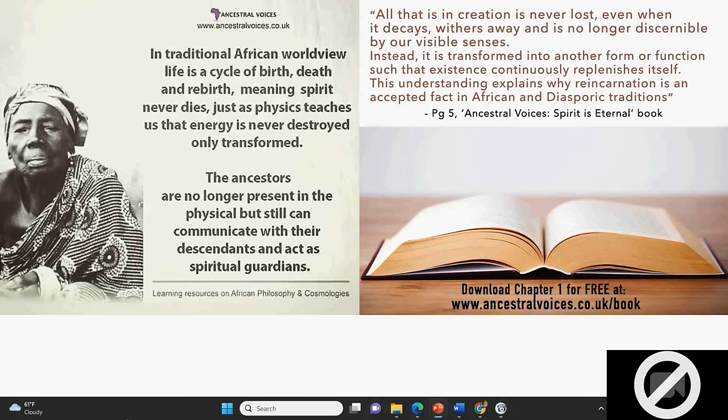All that is in creation is never lost. Even when it decays, withers away, and is no longer discernible by our visible senses, it is transformed into another form of functions such that existence continuously replenishes itself. This understanding explains why reincarnation is accepted fact in African and diasporic traditions. Indigenous people all over the world understand the science of reincarnation. Very important.